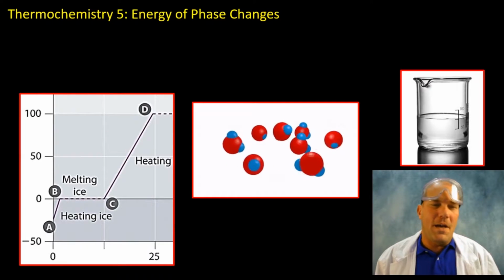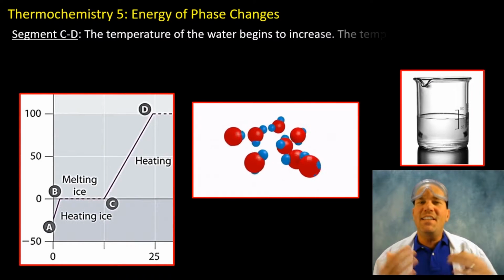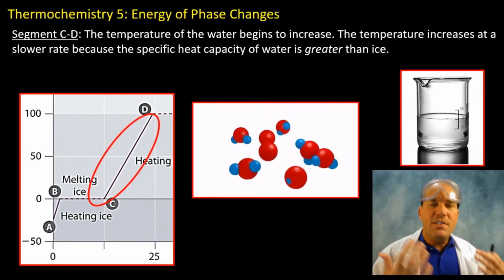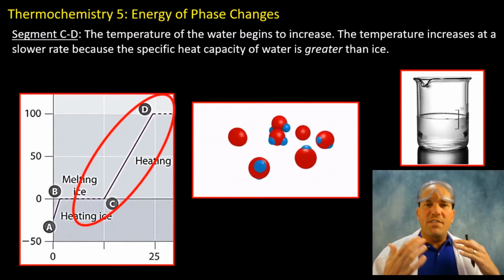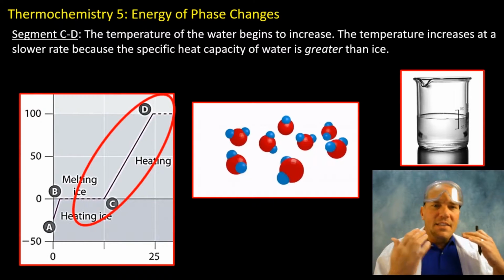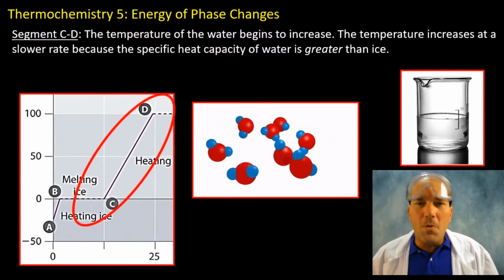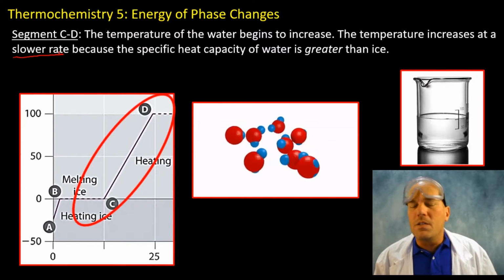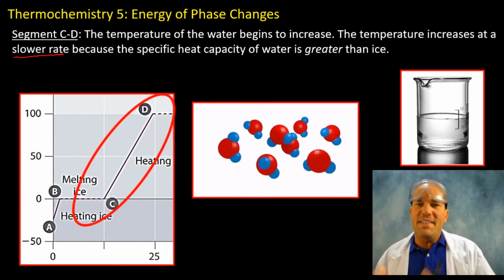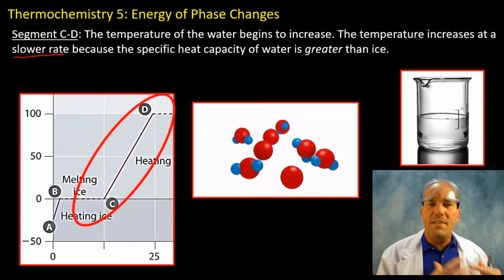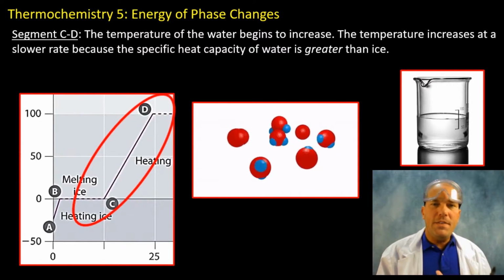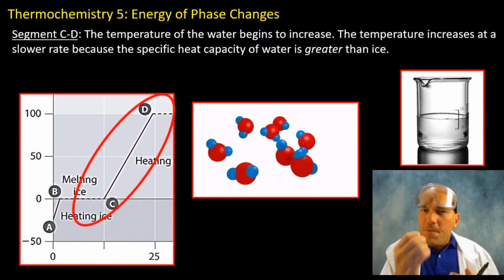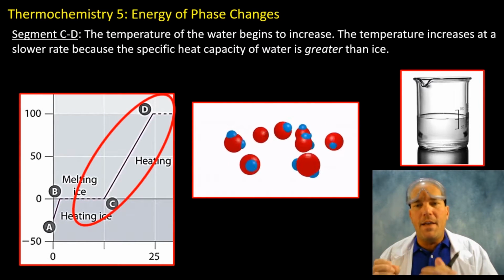Now we can talk about our next segment, C to D. It's another heated up segment where we see the temperature increase. It's a linear increase, but please note that this increase is at a slower rate. In other words, the slope of this segment is less than the slope of segment AB. This is because the specific heat capacity of water in its liquid form is greater than ice.